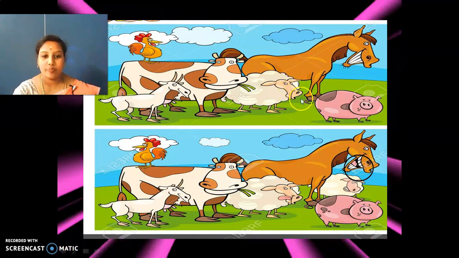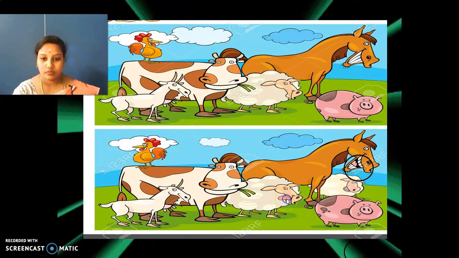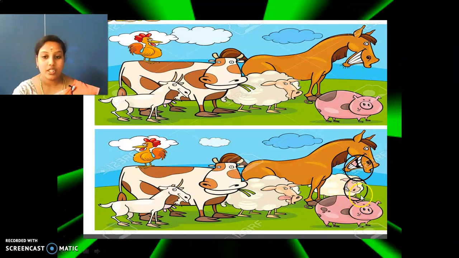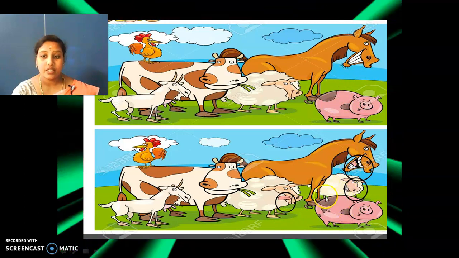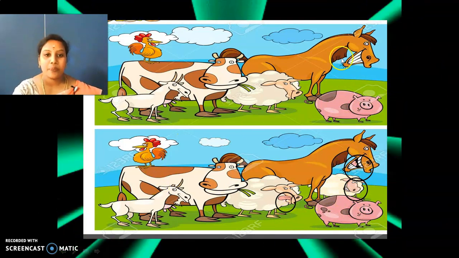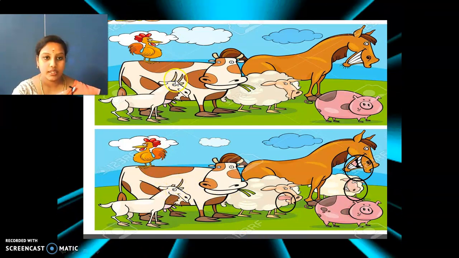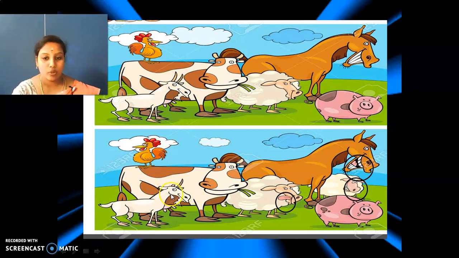the goat, sheep. See the sheep here. Its tongue is out. You can see the tongue out. So here the sheep is missing, but here the sheep is there. Correct? See here there is no sheep, but here the sheep is there. So these are the 3 differences we found. The other one. Here can you see the goat horn? It is broken. Here you can see the horn, but here it is not there. It has broken. That is the 4th.